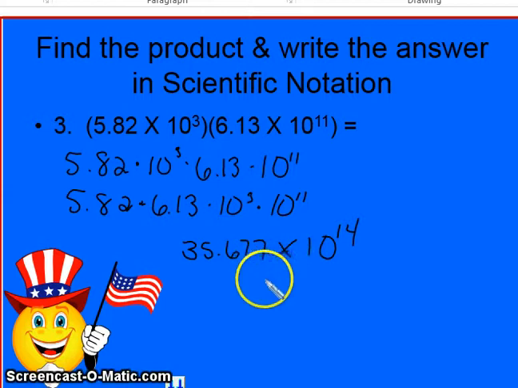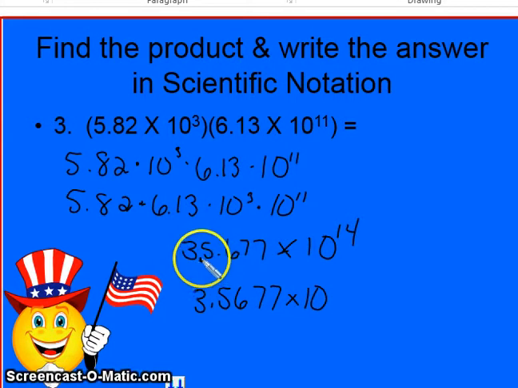Now, this is close to our answer. However, it's not actually our complete answer because it says write the answer in scientific notation. Now, this number right here that we're multiplying by 10 to a power needs to be between 1 and 10, but it's bigger than 10. So I need to find a place where I can put a decimal point that will make this number between 1 and 10. So I'm going to put that decimal point right there. So my new number is 3.5677.